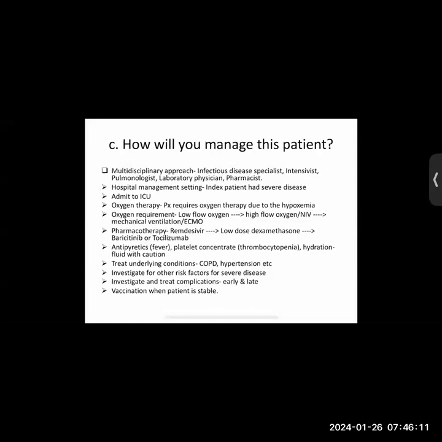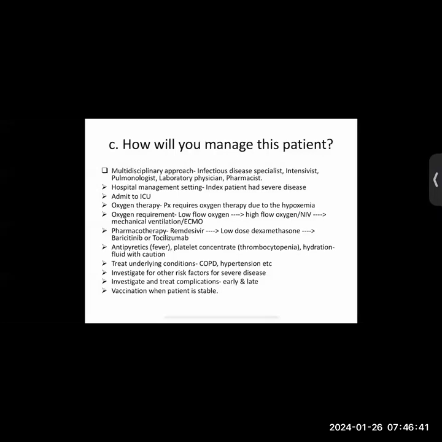So how will you manage this patient? It is actually a multidisciplinary approach involving an infectious disease specialist, intensivist, pulmonologist, laboratory physician, and pharmacist. It actually requires hospital admission, because the index patient had severe COVID-19 disease with dyspnea, breathlessness, and hypoxemia, with an oxygen saturation of 74%. So I will admit the patient to the intensive care unit.